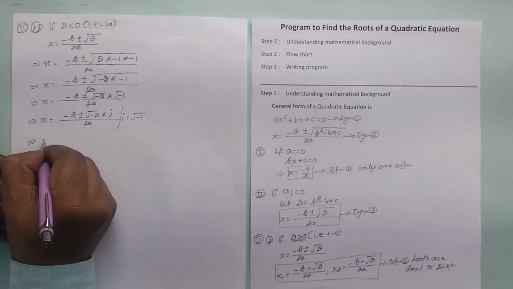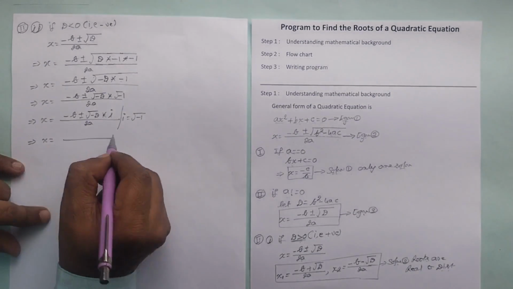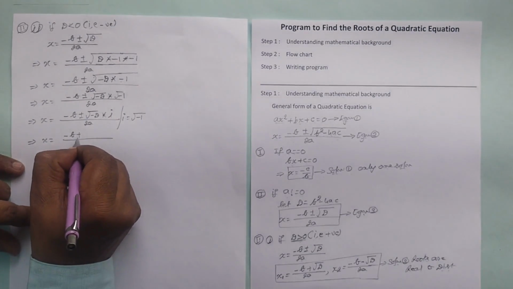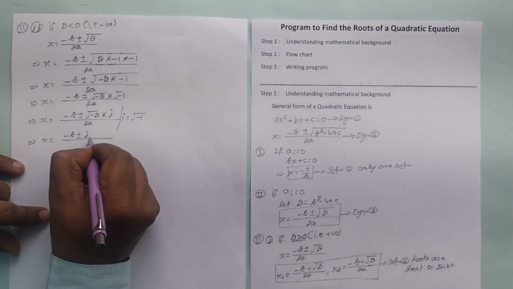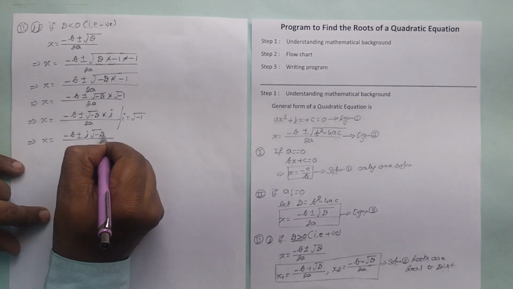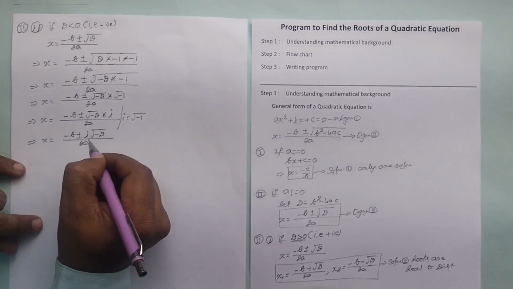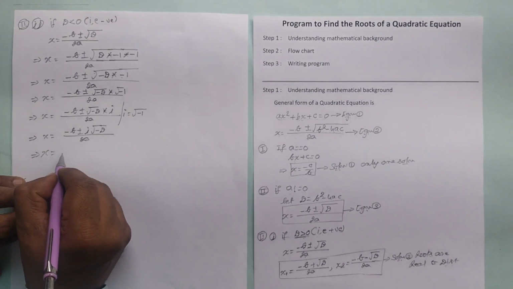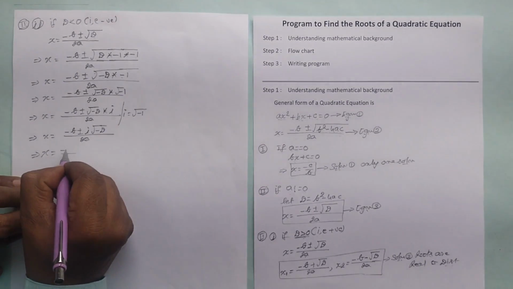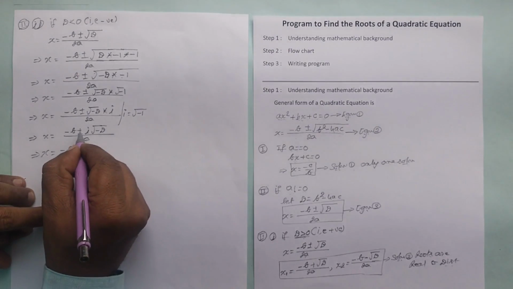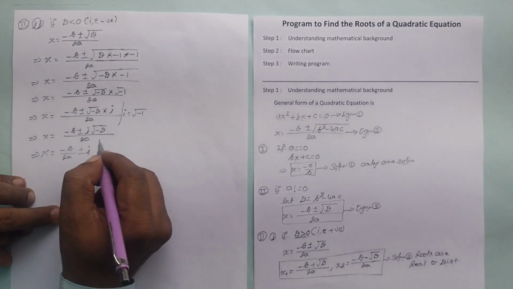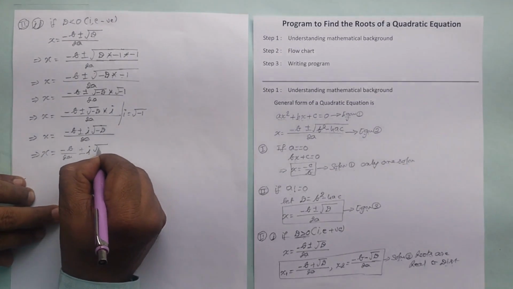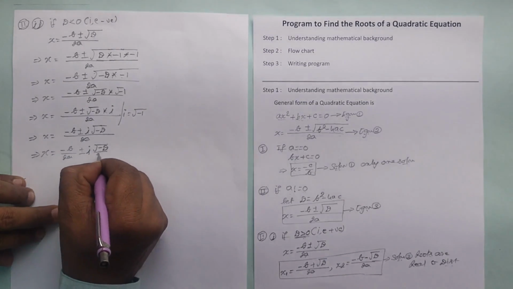Then x is equal to minus b plus or minus i square root of minus d by 2a. Right now, let us split the denominator: x is equal to minus b by 2a plus or minus i square root of minus d by 2a.